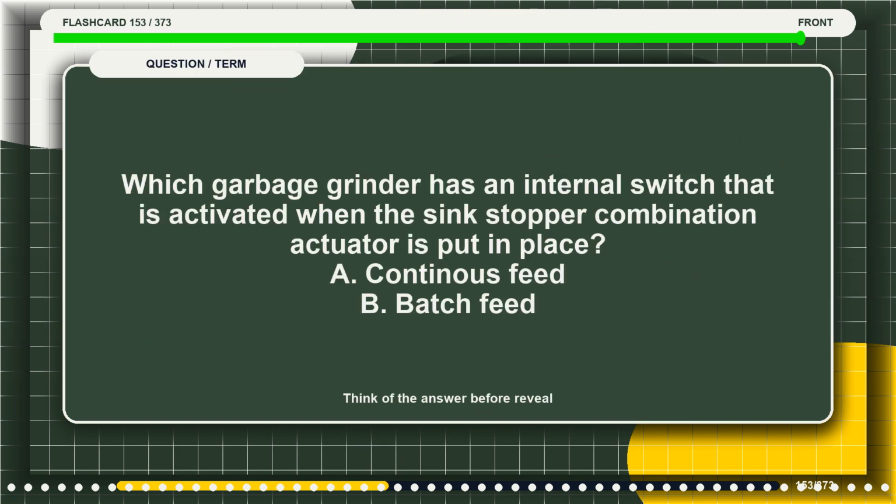Flashcard 153. Which garbage grinder has an internal switch that is activated when the sink stop or combination actuator is put in place? A. Continuous feed. B. Batch feed. Think of the answer before the reveal.